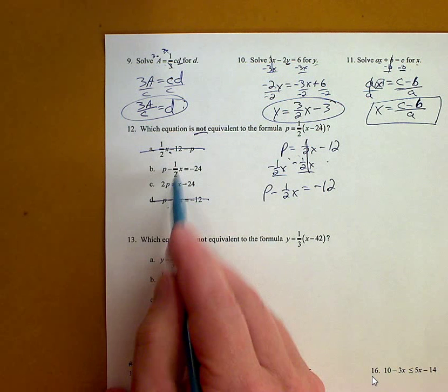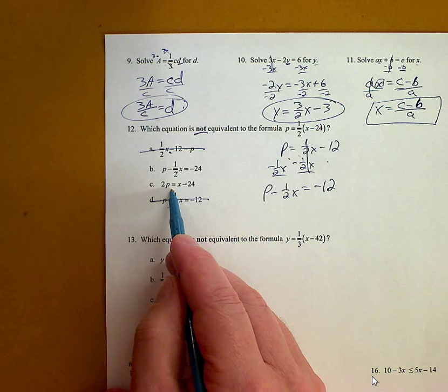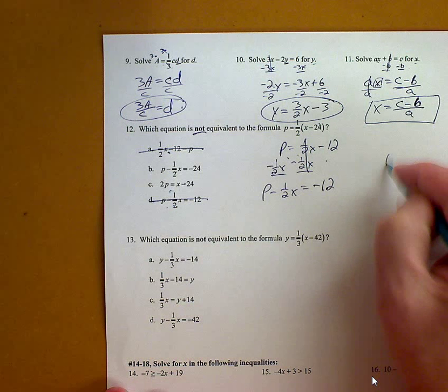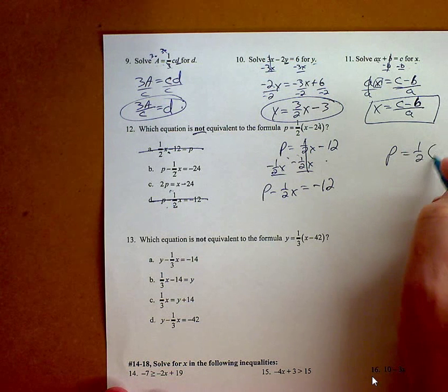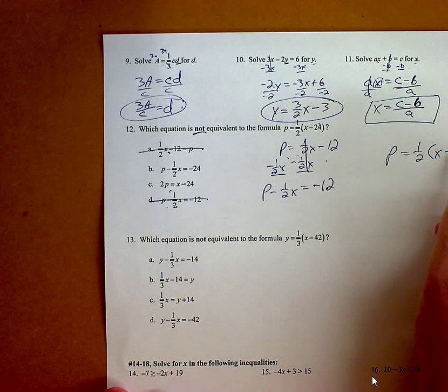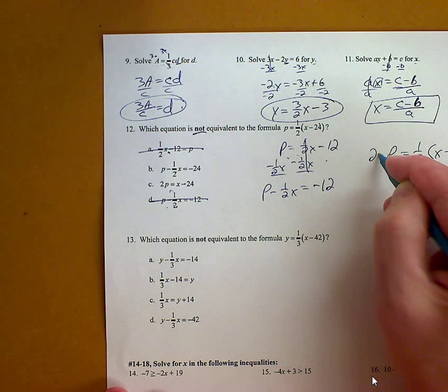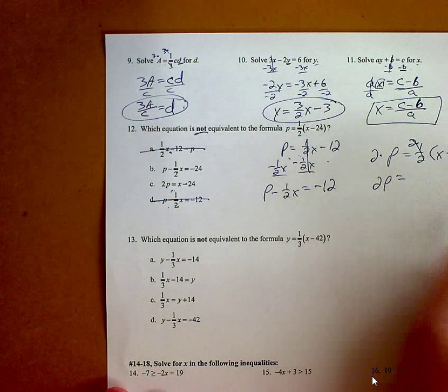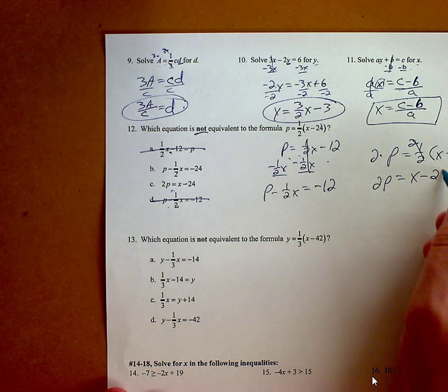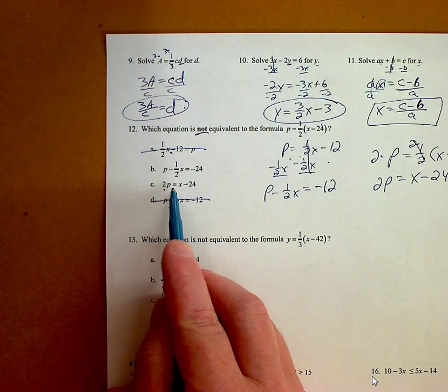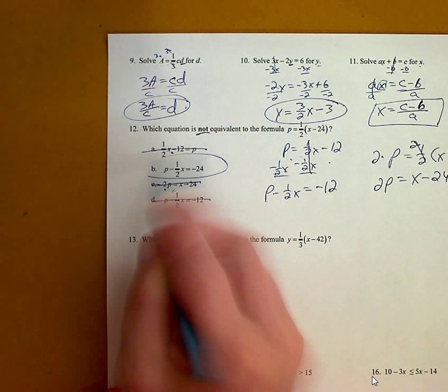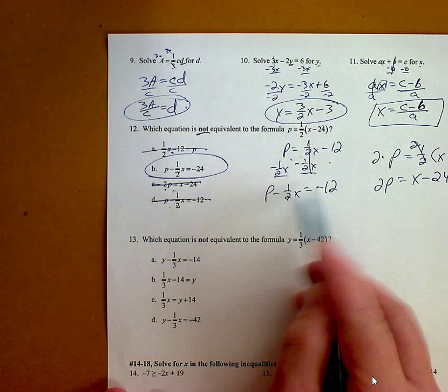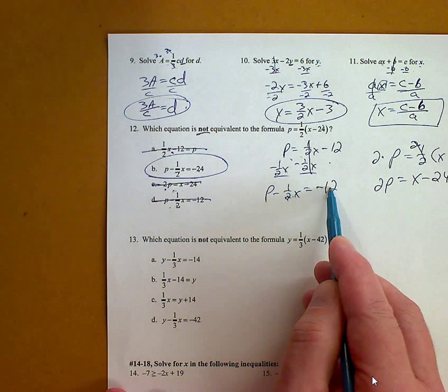These guys here, what can we do here? Well, we can take this original equation, p equals 1/2 x minus 24. Let's multiply each side by 2. It looks like 24 is staying around. So I get 2p equals, this cancels, x minus 24. 2p equals x minus 24, not that one. Has to be this one. Okay? If we have the 1/2 in there, we can't have the 24. The 1/2, we got to have the 12. Okay? That's the answer. That one's not equivalent.